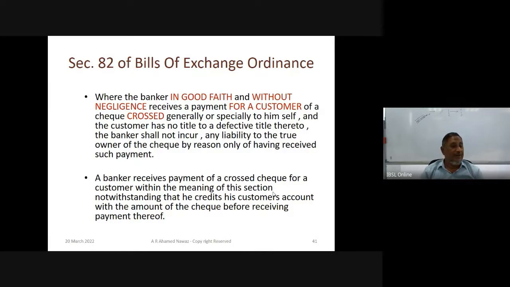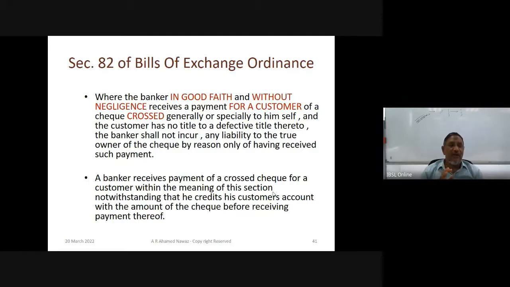The banker received payment of a cross check for a customer within the meaning of this section, notwithstanding that he credits his customer's account with the amount of the check before receiving payment thereof. Even if the check is purchased, the collecting bank is not liable to the true owner if it acted under these four important conditions. What is good faith?